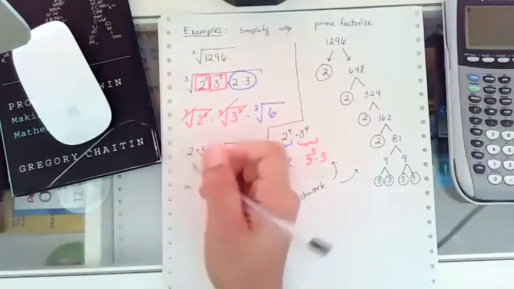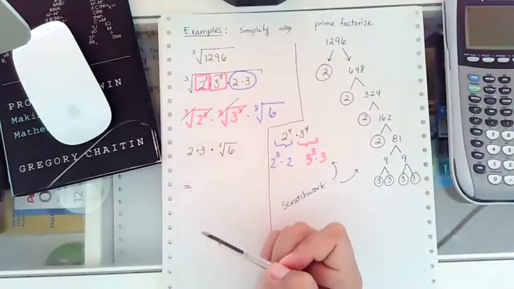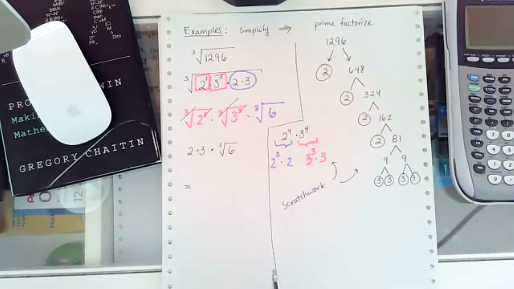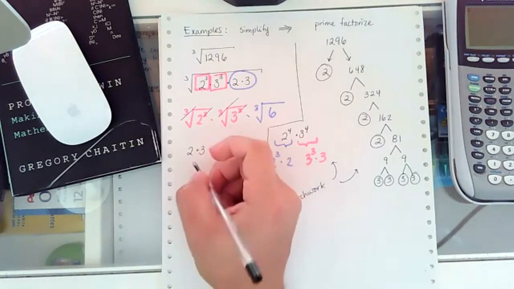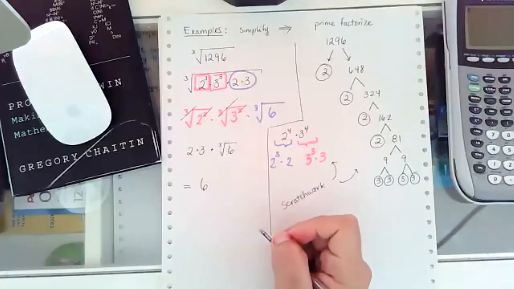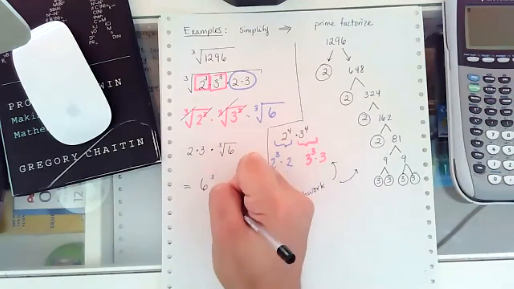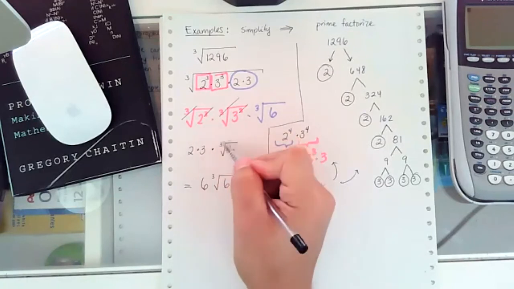So finally, I can multiply 2 times 3 because those are just whole numbers that are interacting with each other through multiplication in the conventional way that we know multiplication works. It's not some weird radical expression. So we'll leave this as 2 times 3, which is going to be 6, and then times the cube root of 6, since this guy needs to be left alone.